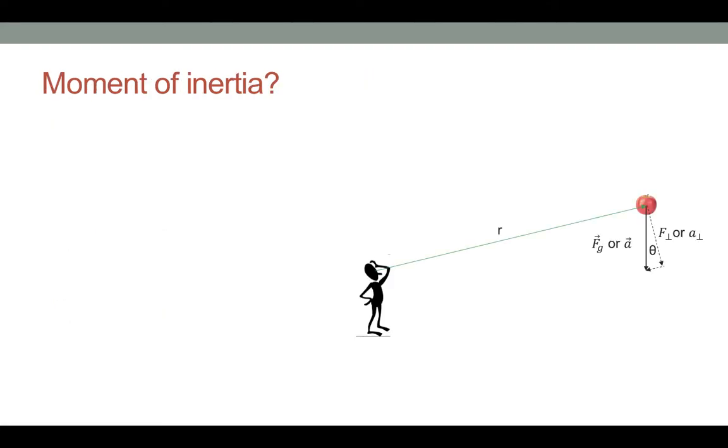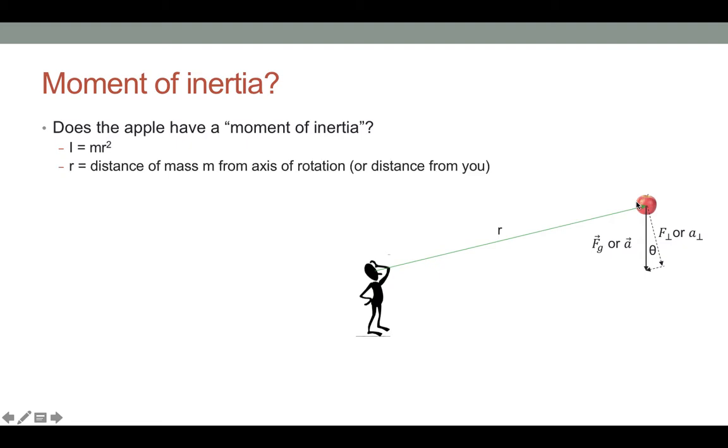Does that mean it must have a moment of inertia? And notice here, the moment of inertia would not involve the apple spinning around its center of mass, because it's not rotating around its center of mass. Instead, it's rotating around you. So the moment of inertia, which is I equals mr squared, m is the mass of the apple, r would be the distance from the axis of rotation, which is you, to the apple. And we could calculate a moment of inertia.